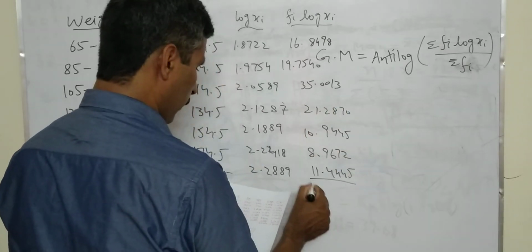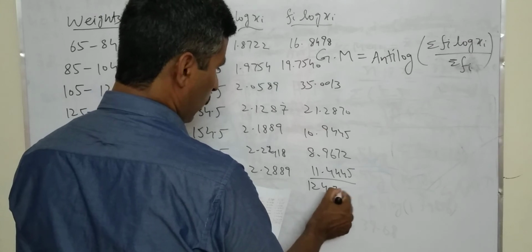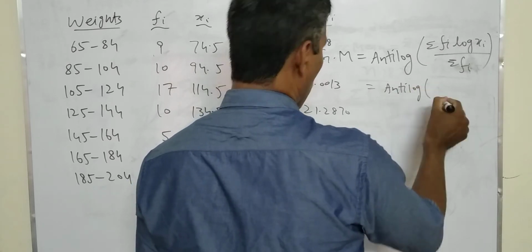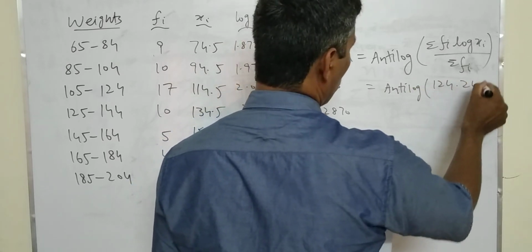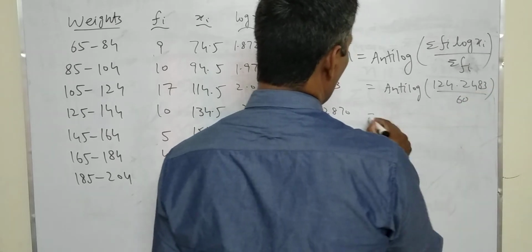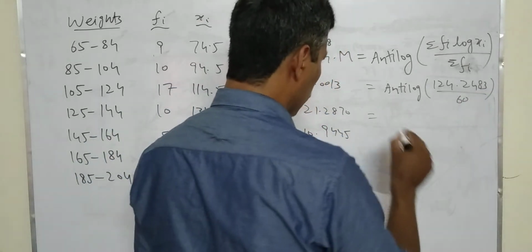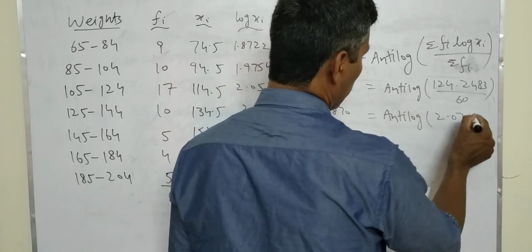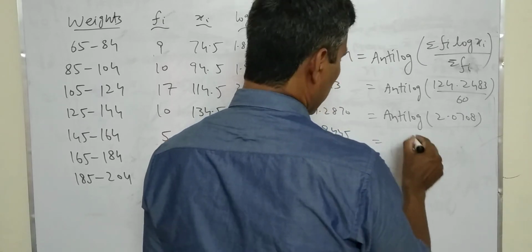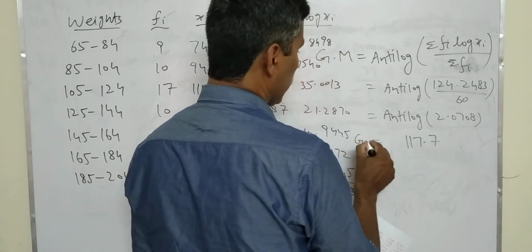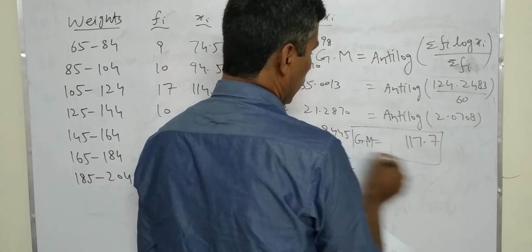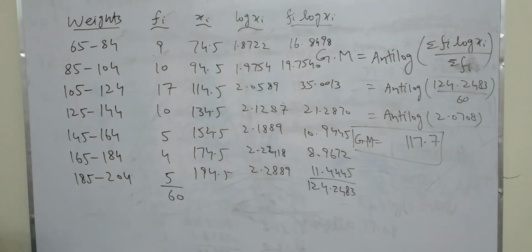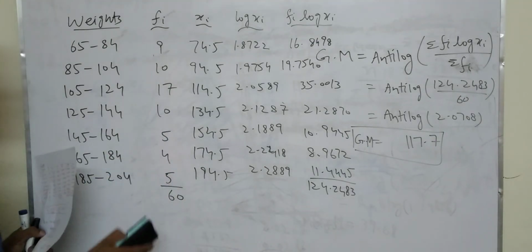The sum of fi log of xi is equal to 124.2483. Now this is equal to antilog of 124.2483 divided by 60. So this is equal to antilog of 2.0708, and now you will get 117.7. So this is the answer of geometric mean. Geometric mean is also a type of average, a part of measures of central tendency, and this is the geometric mean for grouped frequency distribution.